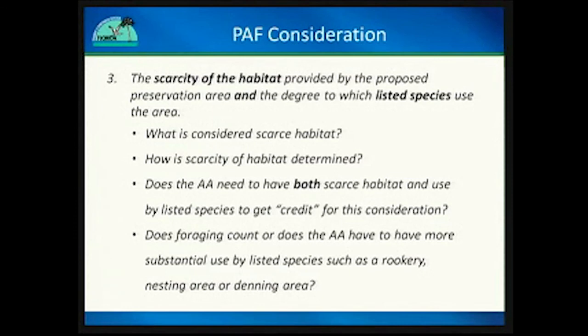Question. Yes. How large of an area do you look at for scarcity of habitat? Drainage basin, East Central Florida, the entire state? Not the entire state. See, there was a bright line. I'll give you one. Not the entire state. That's a good question. How far do you look out?